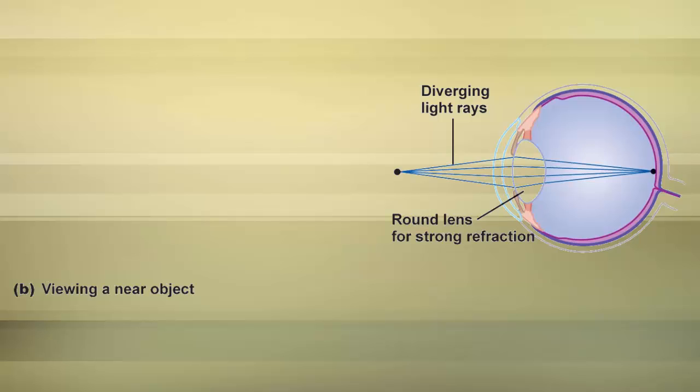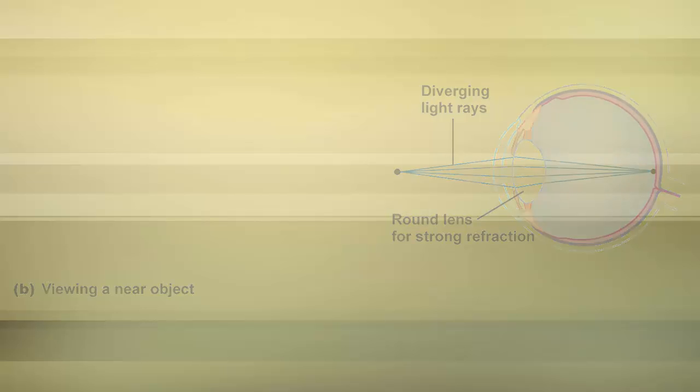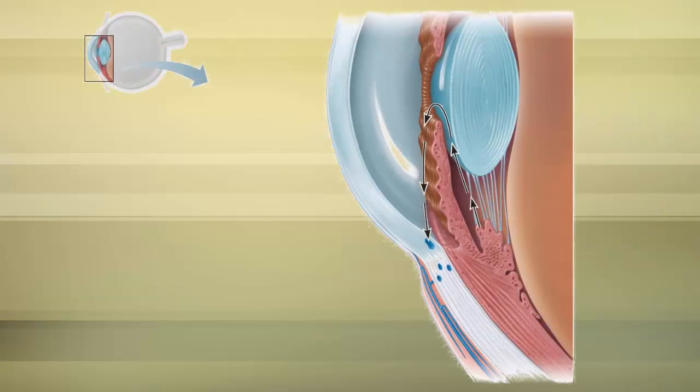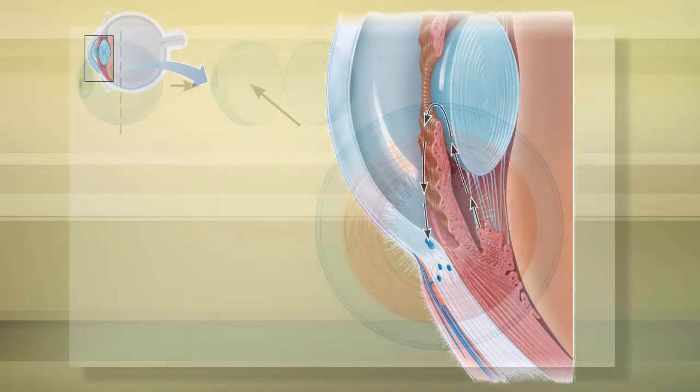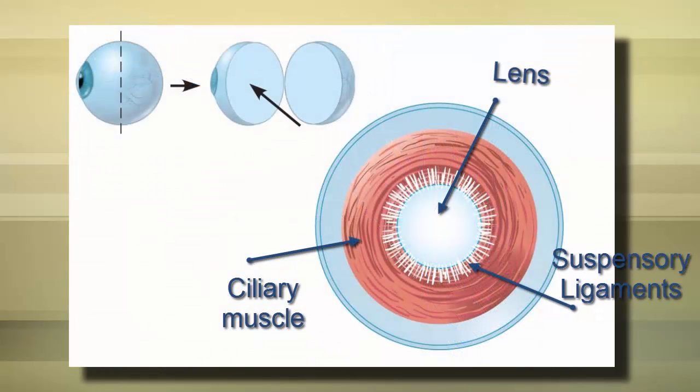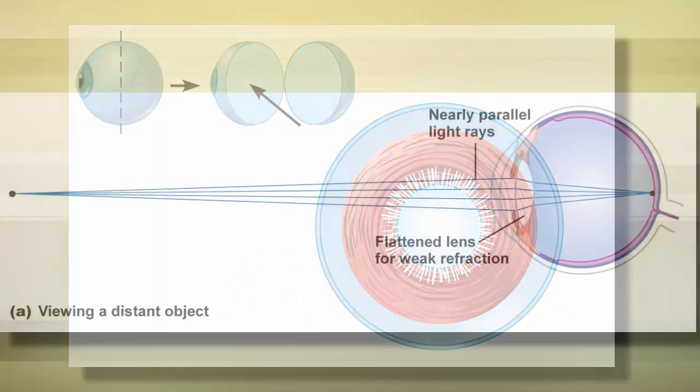Whereas when focusing on an object that is close up, the light rays reflected from that object are diverging or converging onto our cornea. We need greater refraction to focus those rays at the back of our eye, and the lens will be thickened. Let us look at the ciliary muscles to understand how this is accomplished. The ciliary muscle, which is part of the ciliary body, is a sphincter-like muscle that is attached to the suspensory ligaments that attach to the lens.